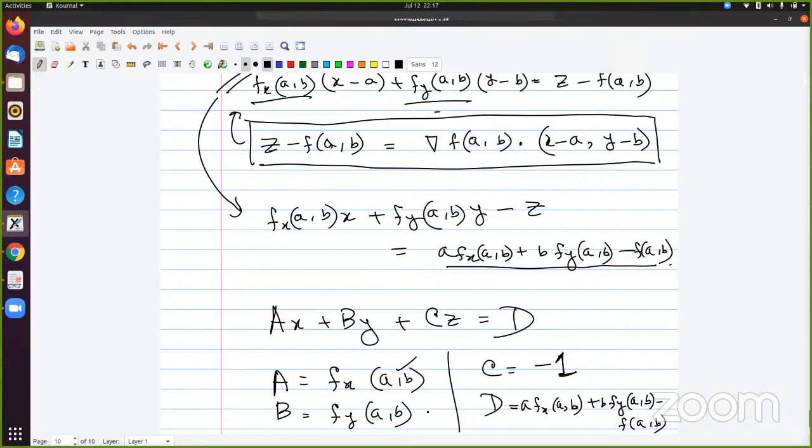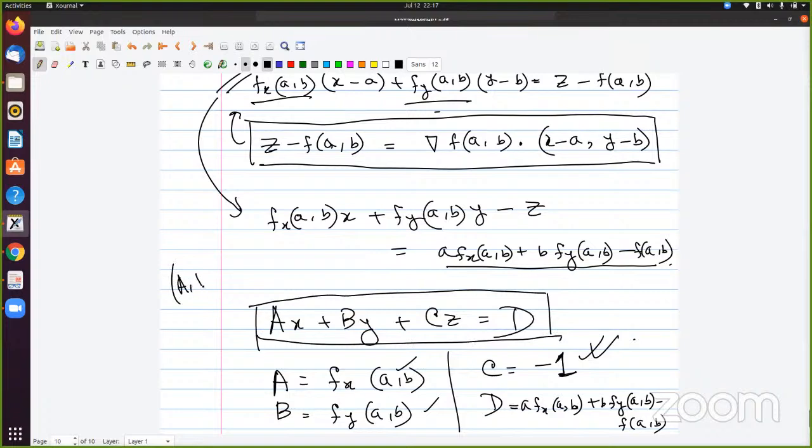This is the reason. This is the first component, second component, and this is the third component, because the coefficient of z is basically minus 1. If we consider the vector a, b, c, this vector will always be perpendicular to this plane. So here, this is nothing but the Gaussian vector fx ab, fy ab, and the third component is minus 1. So this vector will be perpendicular to the tangent plane. Clear?